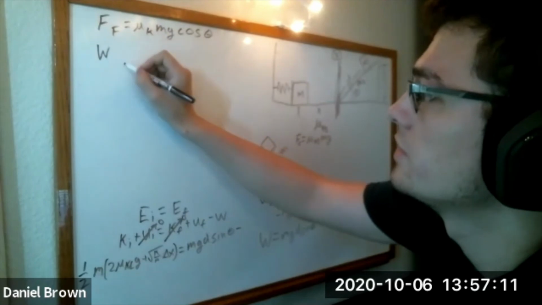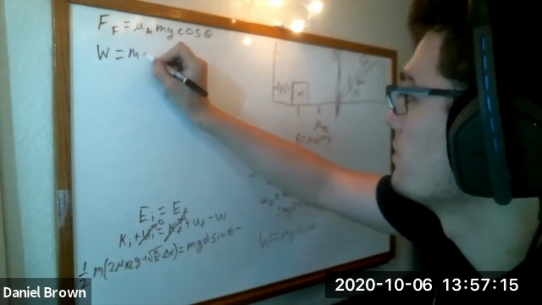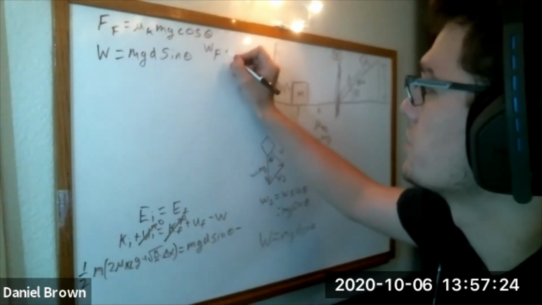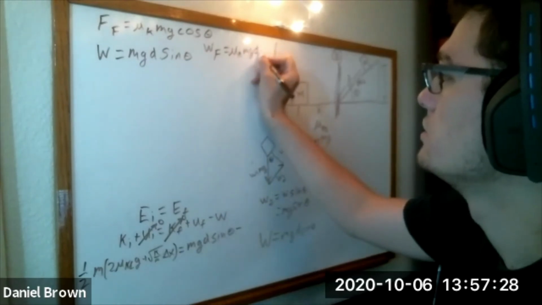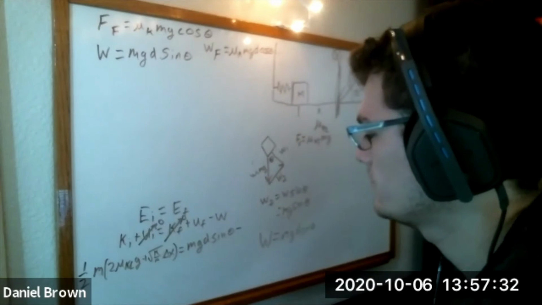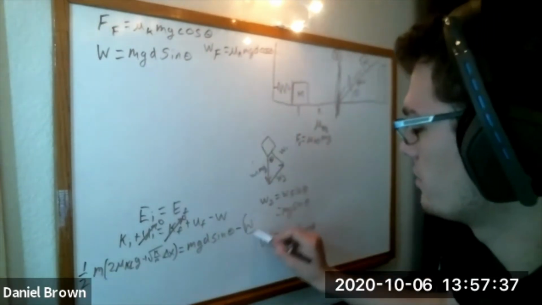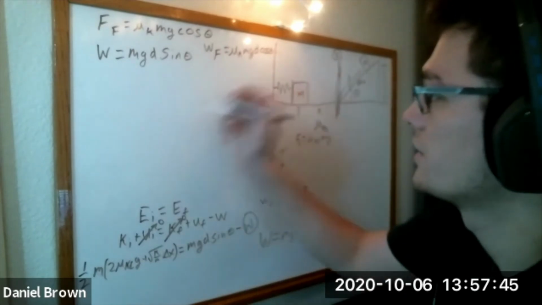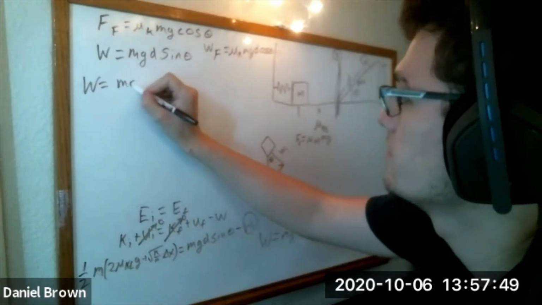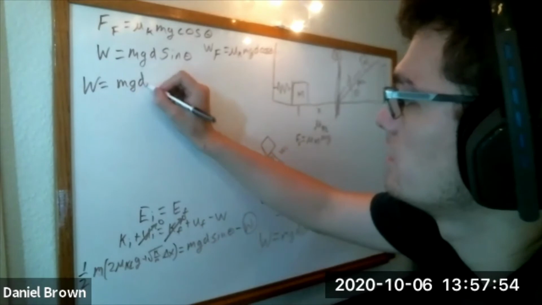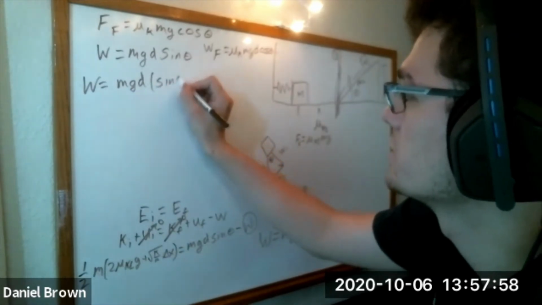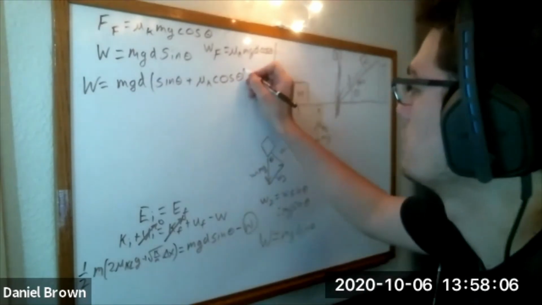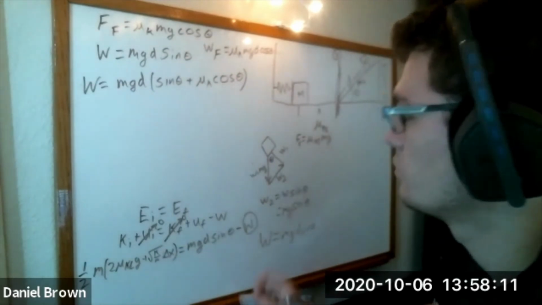So then we have that W is equal to mg d sine theta. And then we have that work due to friction is going to be equal to mu of k mg d cosine theta. And so then you add these two together and plug them in here for work. So now if we do that, let's add these together to get our big W, and this is going to be equal to mgd times the quantity sine theta plus mu of k cosine theta. And so then we can plug that in here.